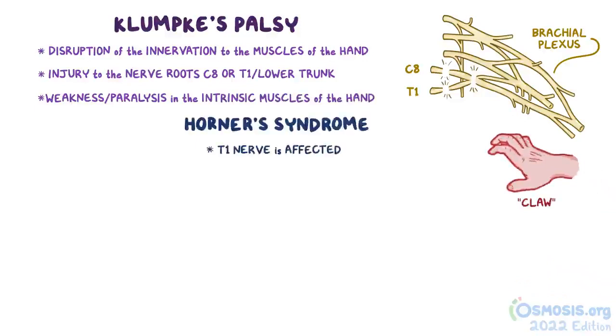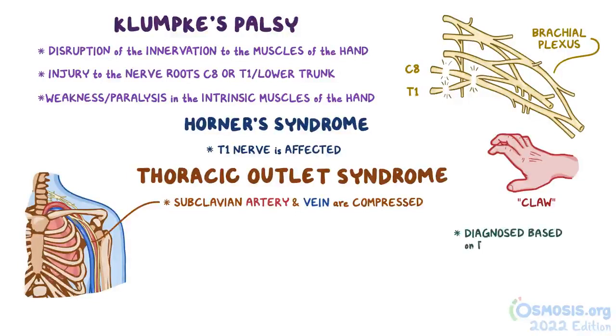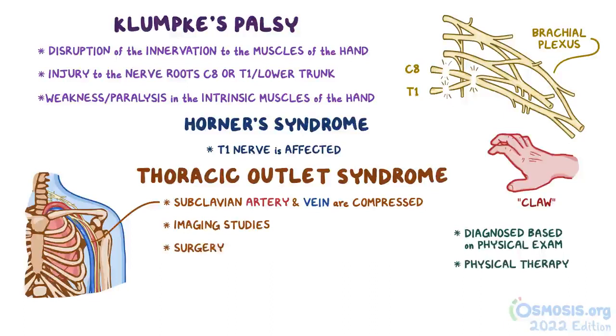These symptoms also occur in thoracic outlet syndrome, where the same nerves as well as the subclavian artery and vein are compressed as they travel through the narrow space between the first rib and the clavicle. These two disorders are diagnosed based on physical exam, although imaging studies might be needed for thoracic outlet syndrome. Physical therapy plays a big part in the treatment of both disorders, but surgery might be needed in certain cases of thoracic outlet syndrome.